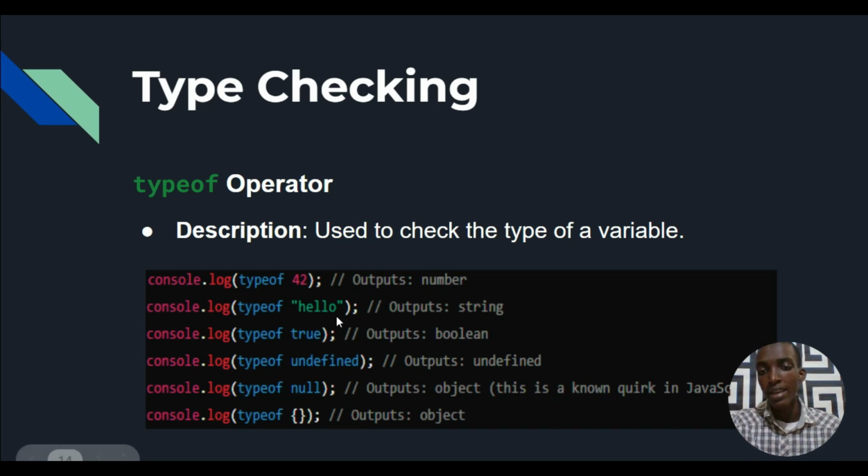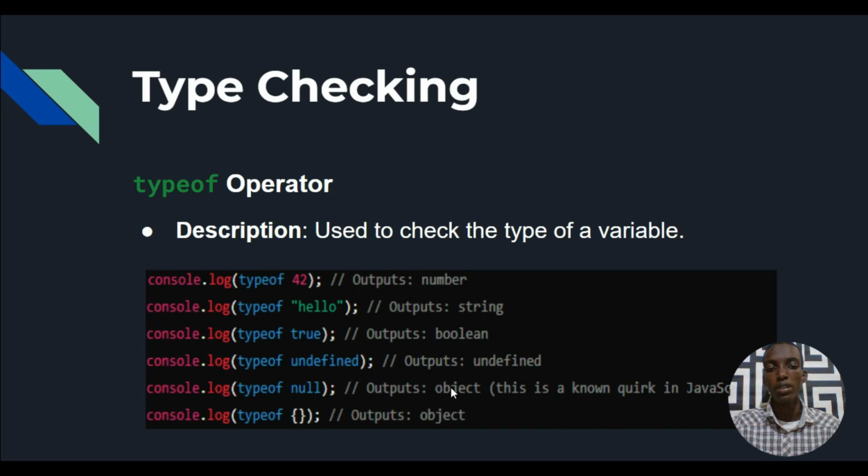Is a string. Why? Because you're saying this quote. It can be single, it can be double. You can also have typeof true. This is a boolean, meaning we said boolean is true or false. You're also having typeof undefined. Remember, that is undefined until a value has been assigned to it.